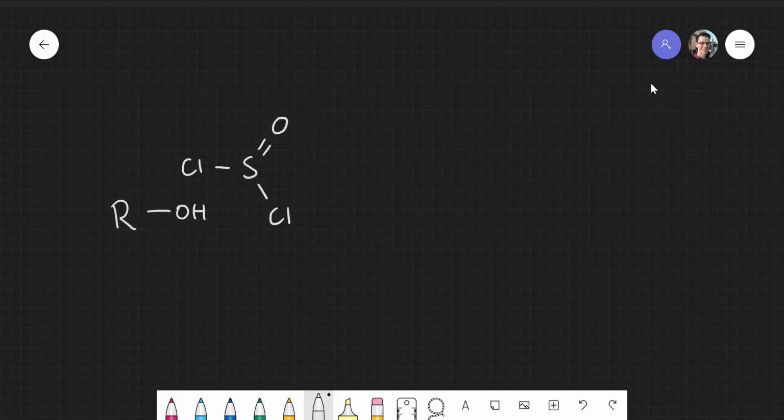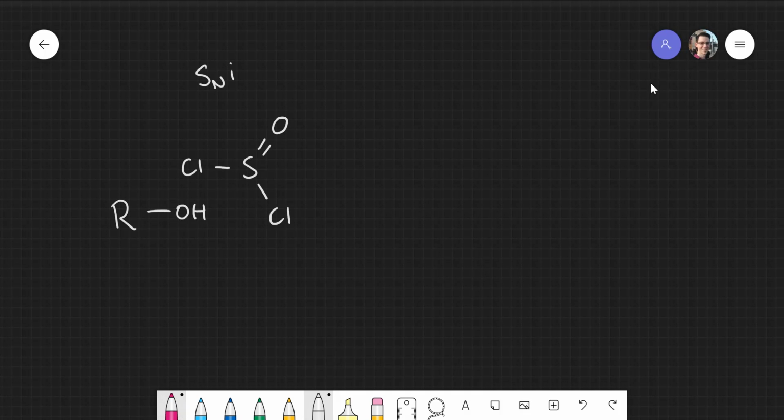Hello everyone. Today we are going to look at a new type of mechanism called SNI, or internal nucleophilic substitution. This reaction occurs between thionyl chloride and an alcohol, and we learned that thionyl chloride reacts with alcohols to produce chlorides. Okay, I'm going to condense this mechanism into just a couple steps, even though it is actually many steps.